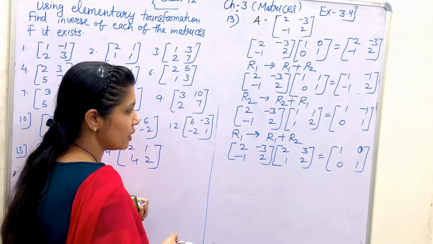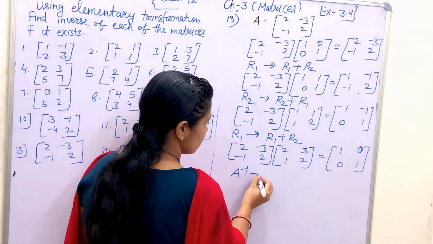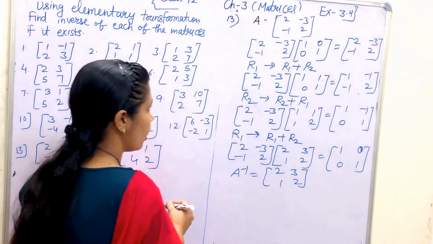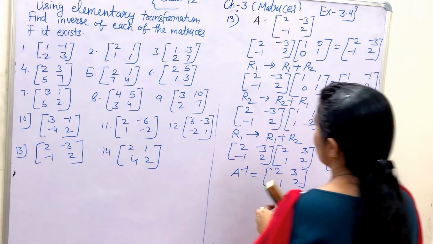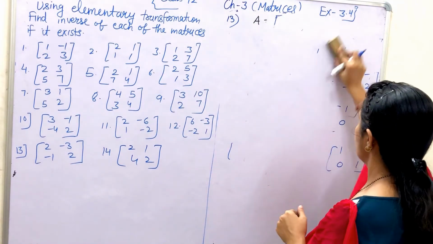So, on the left hand side we make our matrix as identity matrix. So, we can say our A inverse is [[2, 3], [1, 2]]. This is our answer. Now, question number 14.